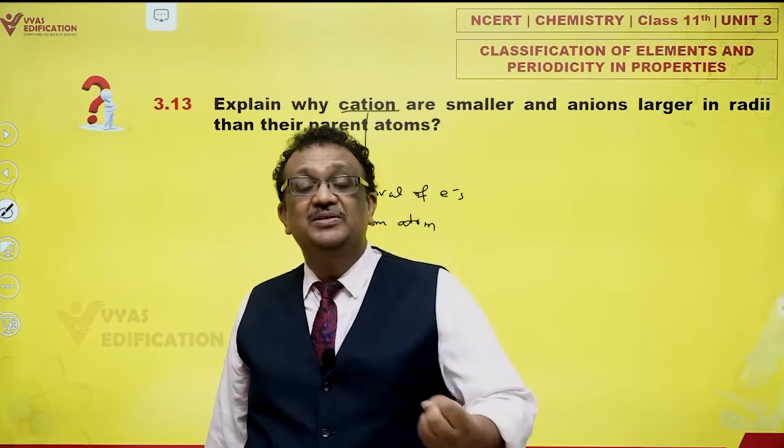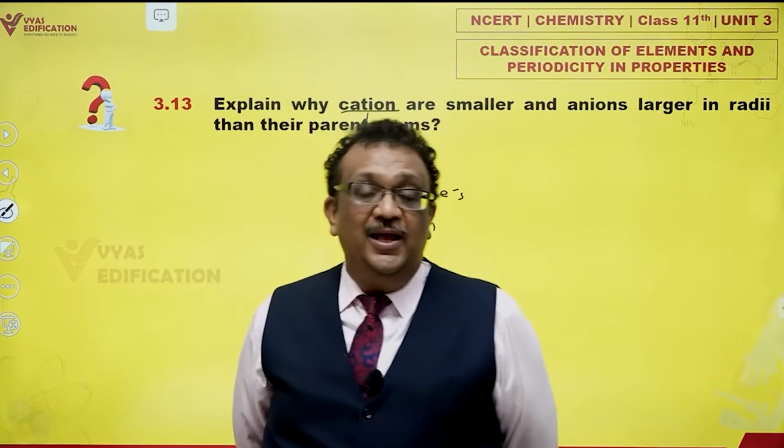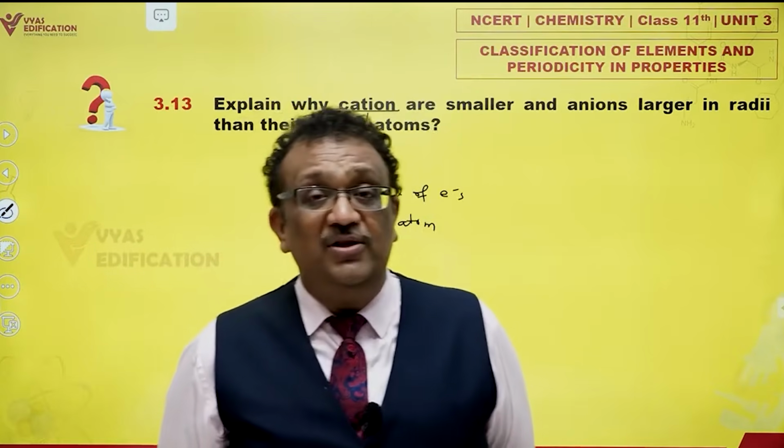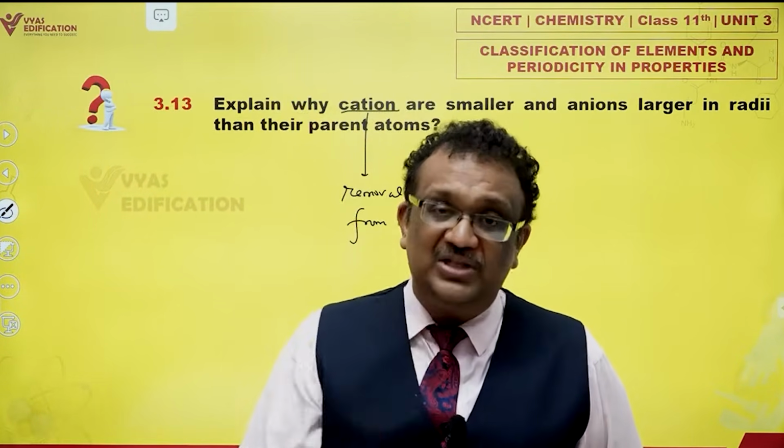I have read another explanation. It says that once we have a lesser number of electrons, nuclear pull increases. Why? Because now the nucleus has to pull fewer electrons, so it pulls stronger. This is a very loose explanation and scientifically it's wrong.